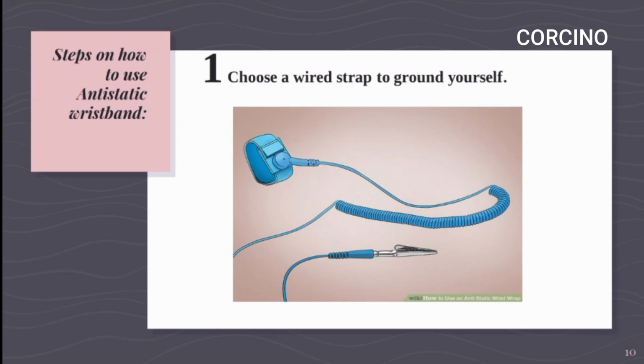Here are some steps on how to use an electrostatic wrist strap. First is, choose a wired strap to ground yourself. By the way, there are two kinds of ESD straps: those that have a cord or wire you use to connect yourself to a ground, and those that are wireless. However, testing performed by NASA revealed that wireless straps were ineffective to prevent potential discharges.